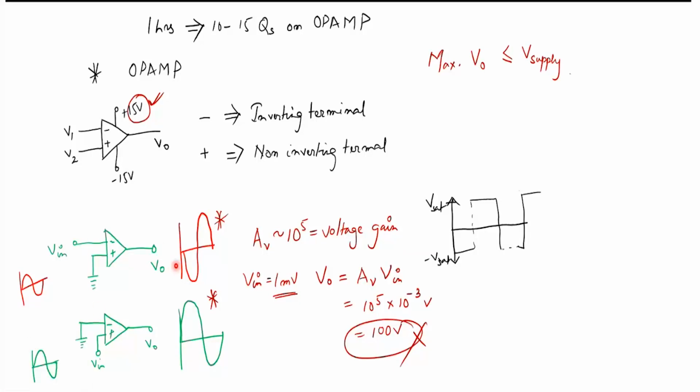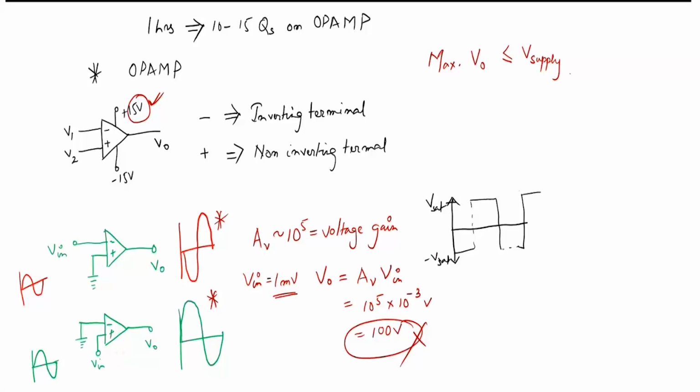Okay, let me repeat it again. If I give 1 millivolt, the output, if I calculate, is coming to 100 volts, but this 100 volts is more than the supply voltage. So the output will get saturated at some maximum voltage, and V saturation means the maximum attainable output. This is close to the supply voltage. Fine.